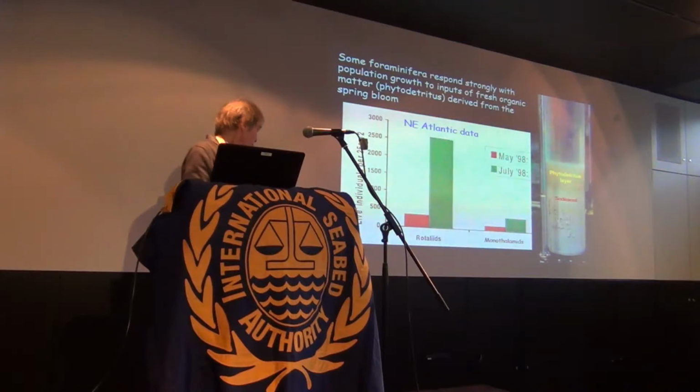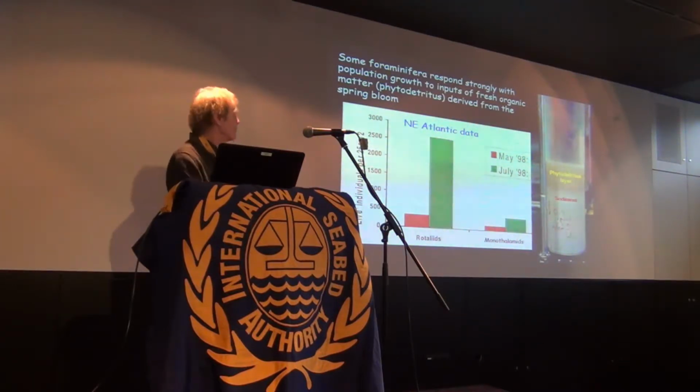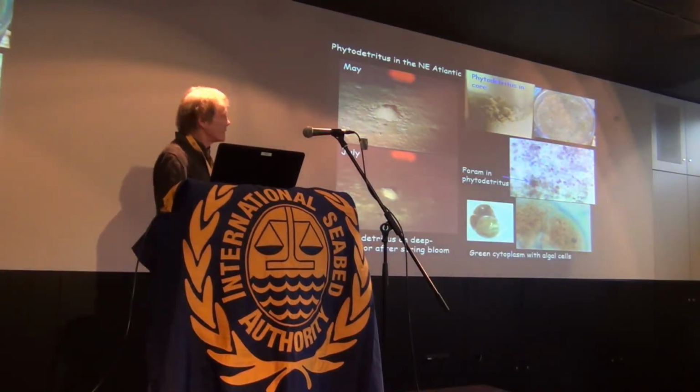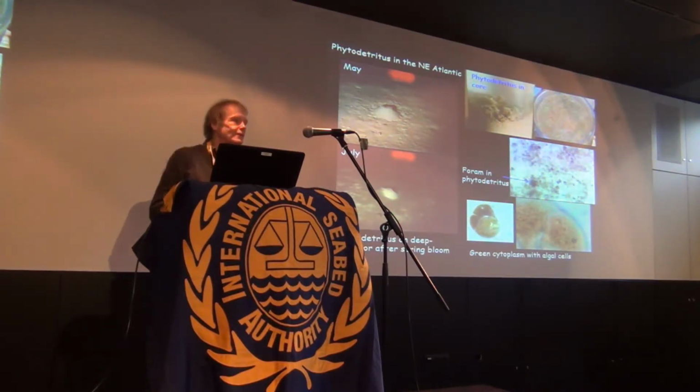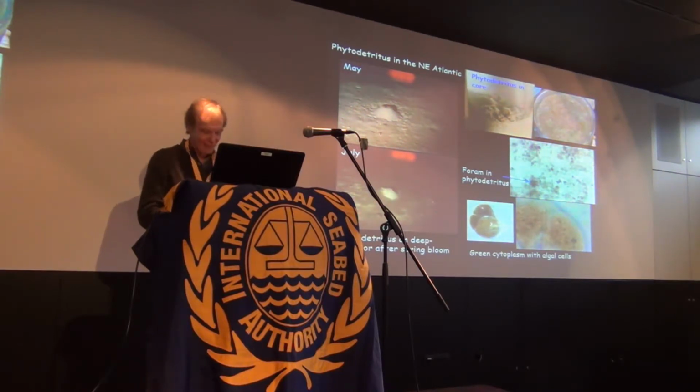And this is some data from a couple of decades ago. May 1998, this was before the spring bloom. July 1998, after the spring bloom. And there's a big increase in the abundance of the rotaliids, these are the calcareous forams, and a much more modest increase in the abundance of monothalamids. So what's happening is that this is phytodetritus in the northeast Atlantic, and phytodetritus is something that David Billett discovered a long time ago.